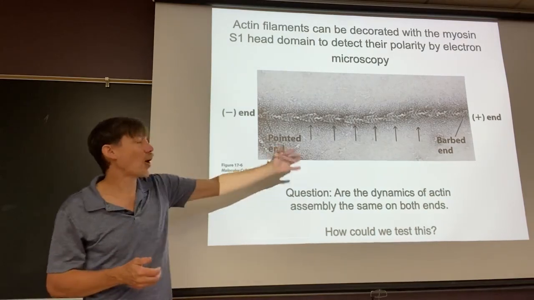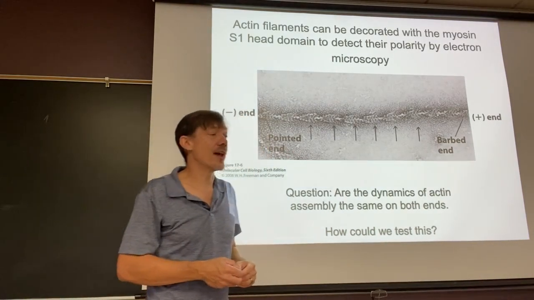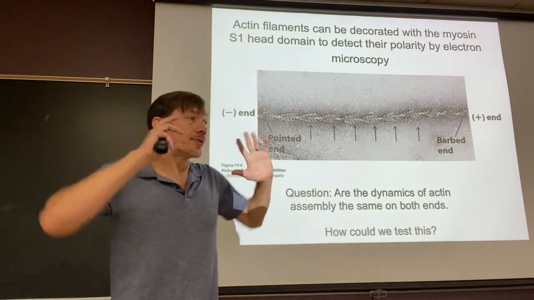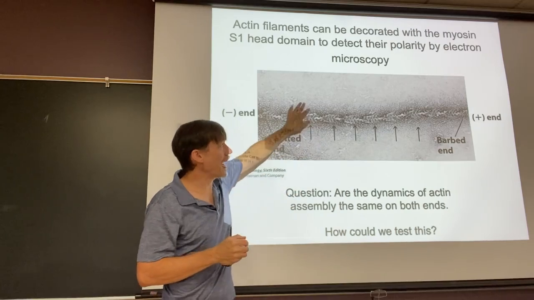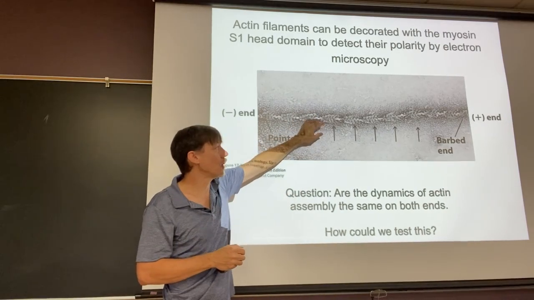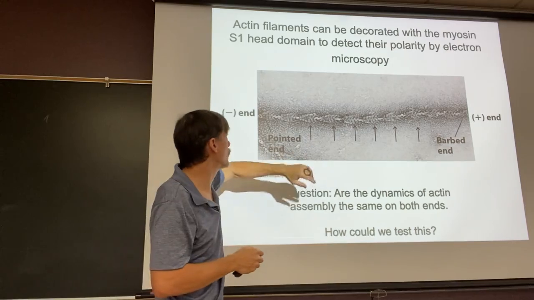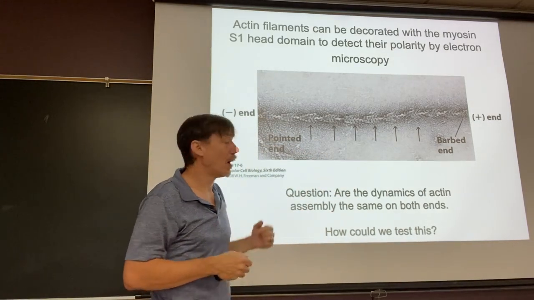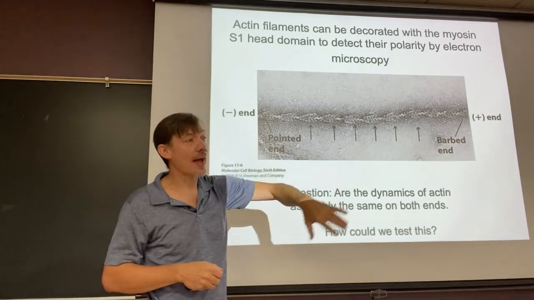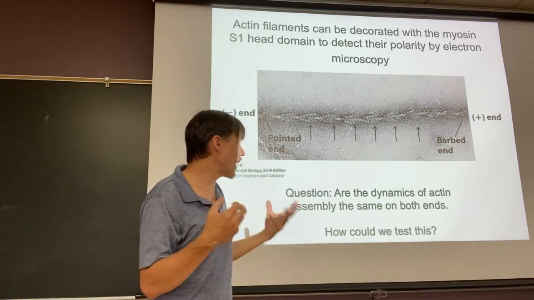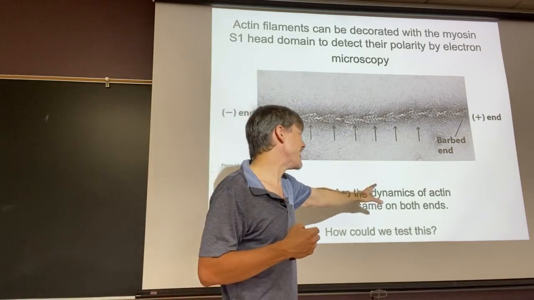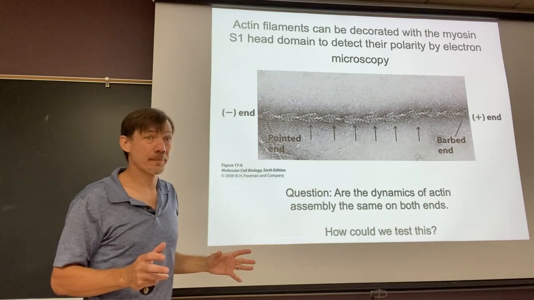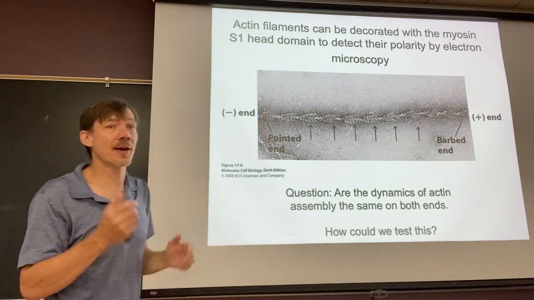This barbed and pointed end terminology isn't used in the literature so much now, but historically it was used a lot. Okay. So we built up this idea. We have this assay where we can look under an electron microscope and tell the direction that an actin filament is pointy. We have assays where we can add soluble actin and form filaments. And now the question is, how can we test if the dynamics of actin assembly are the same on both ends with the tools that I've just discussed?